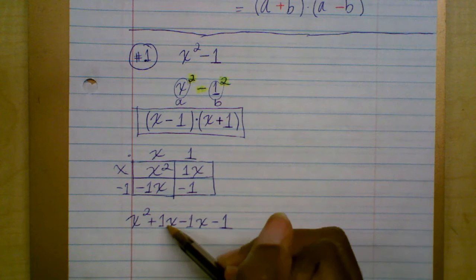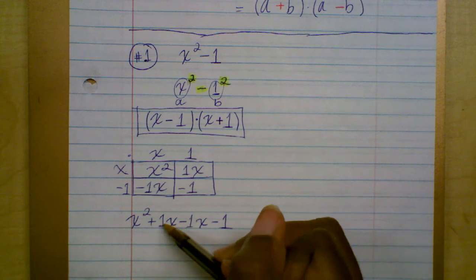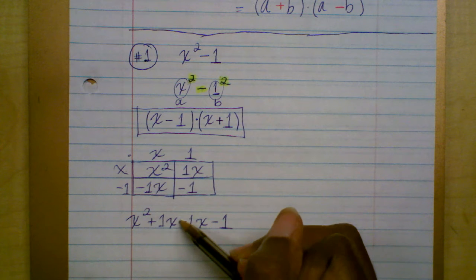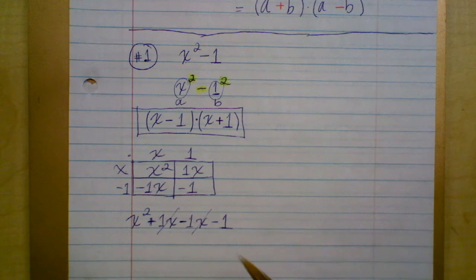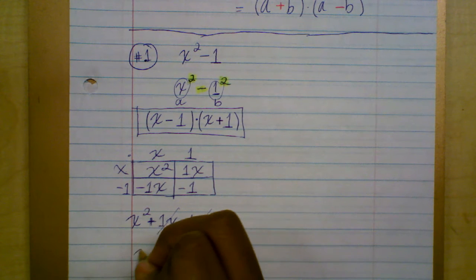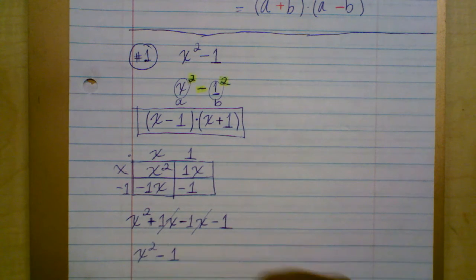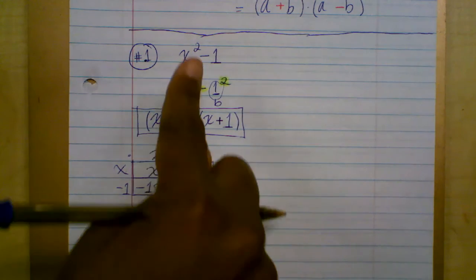Okay, so we notice here the middle terms are opposite. The same number with opposite sign. One is positive, the other is negative. So that cancels out to 0. Okay, so we are left with x squared minus 1, which is our original expression.